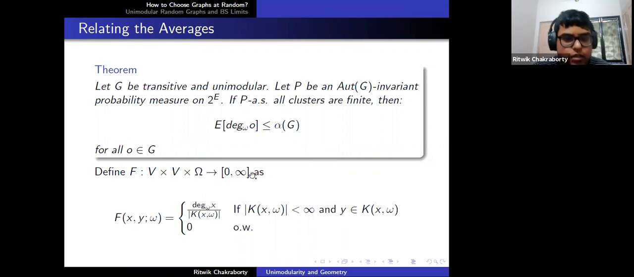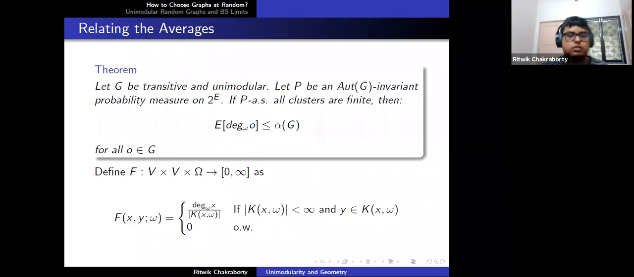Okay. So how do we prove this? This is going to be proved by the mass transport principle. What we do is that we define a non-negative function capital F on V cross V cross omega, where omega is equal to 2 to the power E. What does it do? You take any two vertices x and y and a percolation configuration omega. You check whether the cluster of x in omega is finite or not. If it's infinite, you set this equal to 0. And if it is finite, you compute the degree of x with respect to omega, average it out by the size of the cluster it belongs to, and distribute it to all the points belonging to the cluster.